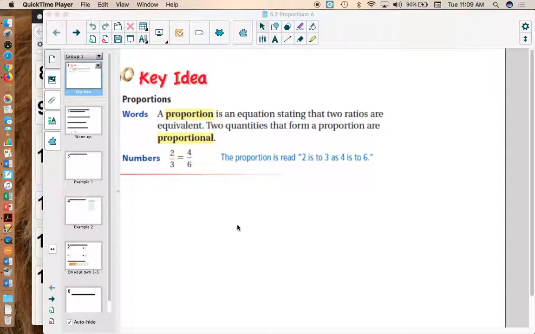What's a proportion there? Caden? Like an equivalent. Yeah, it's like an equivalent. A proportion is an equation stating that two ratios are equal. So we're basically just comparing ratios, like we compare fractions, okay?